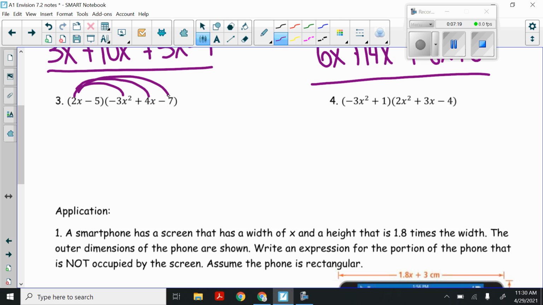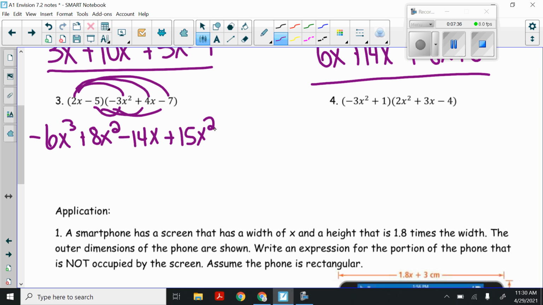So 2x times negative 3x squared gets me negative 6x cubed. 2x times 4x gets me plus 8x squared. 2x times negative 7 is minus 14x. Now I take the negative 5 and distribute. So I get plus 15x squared minus 20x plus 35.